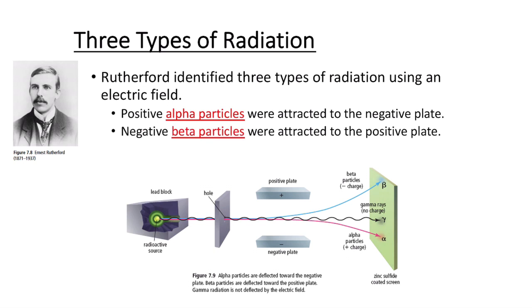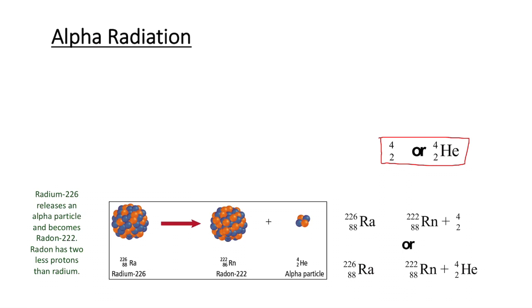Negative beta particles were attracted to the positive plate, so they bent up because they were attracted to the oppositely charged positive plate. And then our neutral gamma rays did not move towards any plate. So this wasn't attracted to either, so it would just travel in a straight line, hitting kind of the center of the plate. So these are our three types of particles, so alpha, beta, and gamma particles. So we're going to talk about these individually.